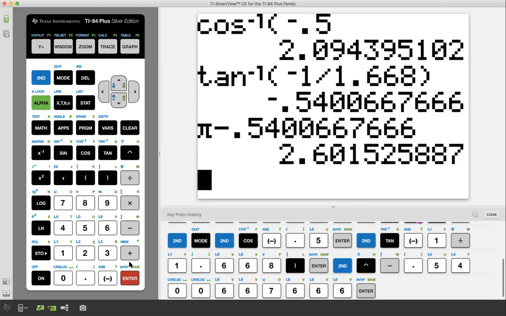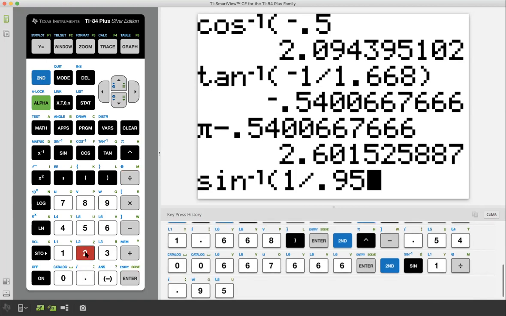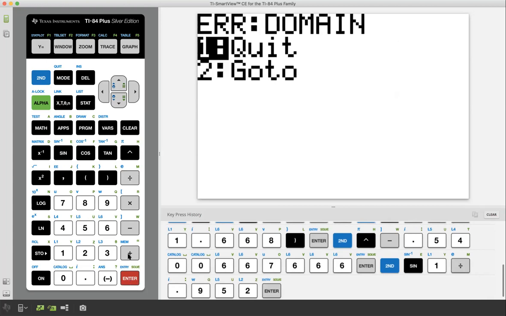Okay, how about the next one, cosecant inverse of 0.952. Cosecant is the reciprocal of sine. So I'm going to do sine inverse of 1 divided by 0.952. And that gives me an error. You ever get that? Now, did I type something in wrong, or is that telling me something? And in this case, it's telling you something.